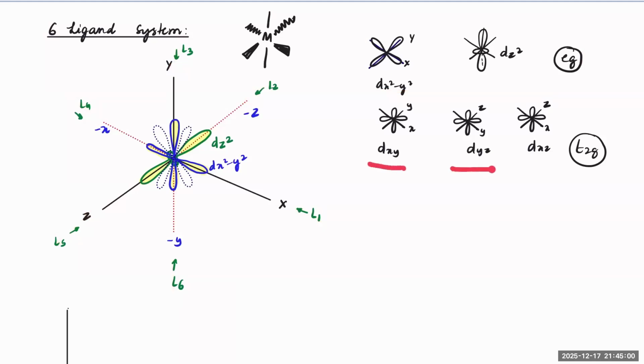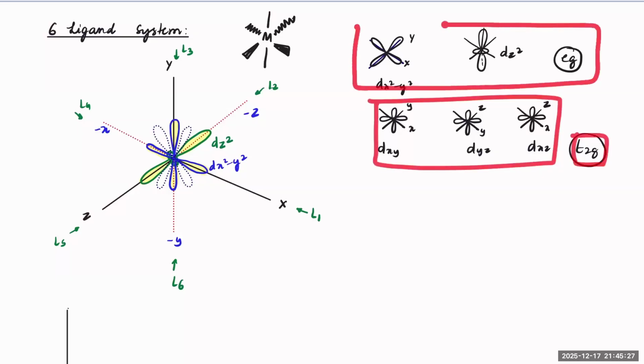While dxy, dyz, and dxz will be between the axes like this. And because they are between the axes and there is not exactly head-on repulsion, they tend to have less repulsion. This set of 3 orbitals is what we call t2g. And this set of orbitals is what we call eg.